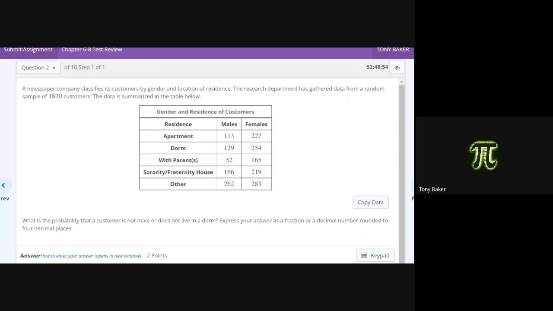A newspaper company classifies its customers by gender and location. The research department has gathered the following data from a random sample of 1,870 customers. What is the probability that a customer is not male or does not live in a dorm?